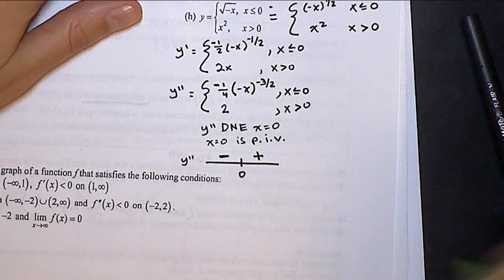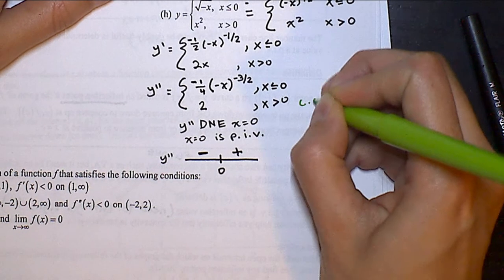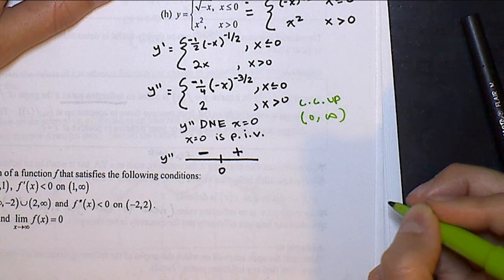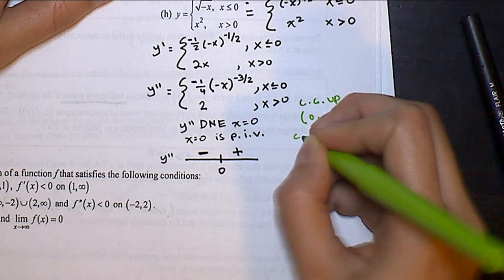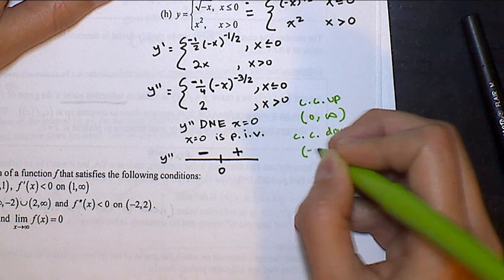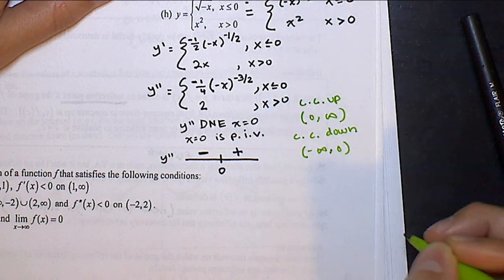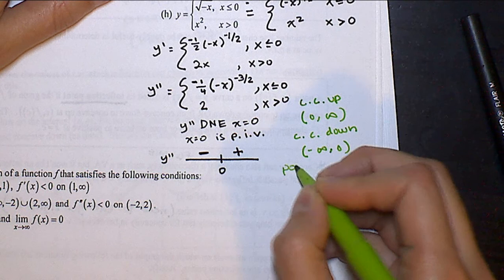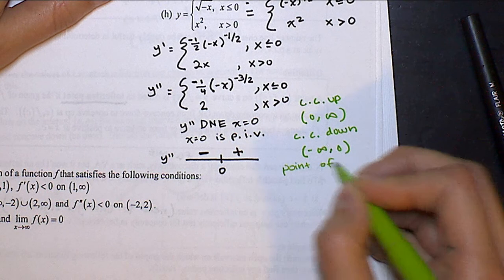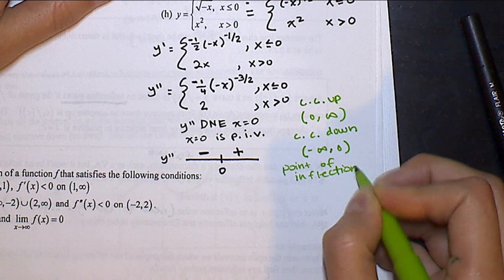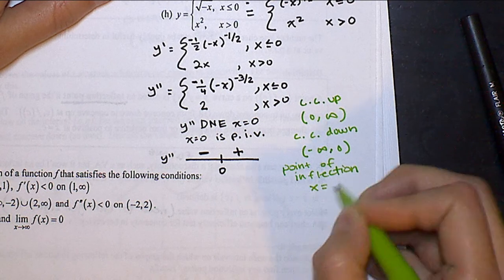Now I can talk about the concavity. This thing will be concave up from 0 to infinity, and concave down from -infinity to 0. Since the sign changes right there, you do have a point of inflection at x equals 0.